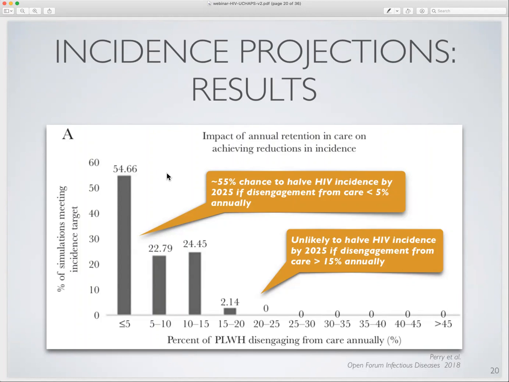disengagement rate from care is less than 5%, then you have about a 55% chance to reduce HIV incidence by half, okay? On the y-axis, you have the percentage of the simulations that met this goal of reducing HIV by half. And also, if this rate is higher than 15%, there's basically no chance of a successful outcome. Okay, so this is the kind of result that you would like your model to give you.